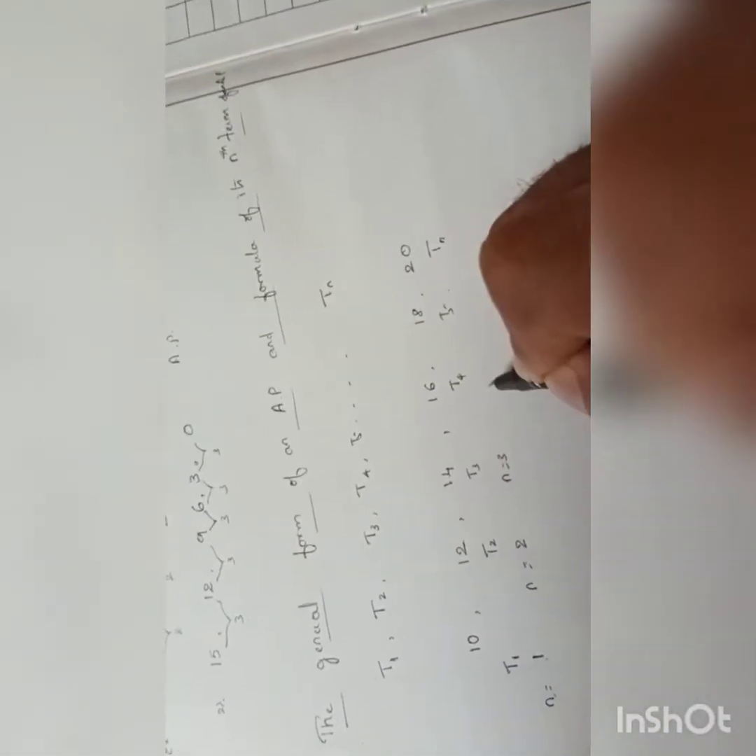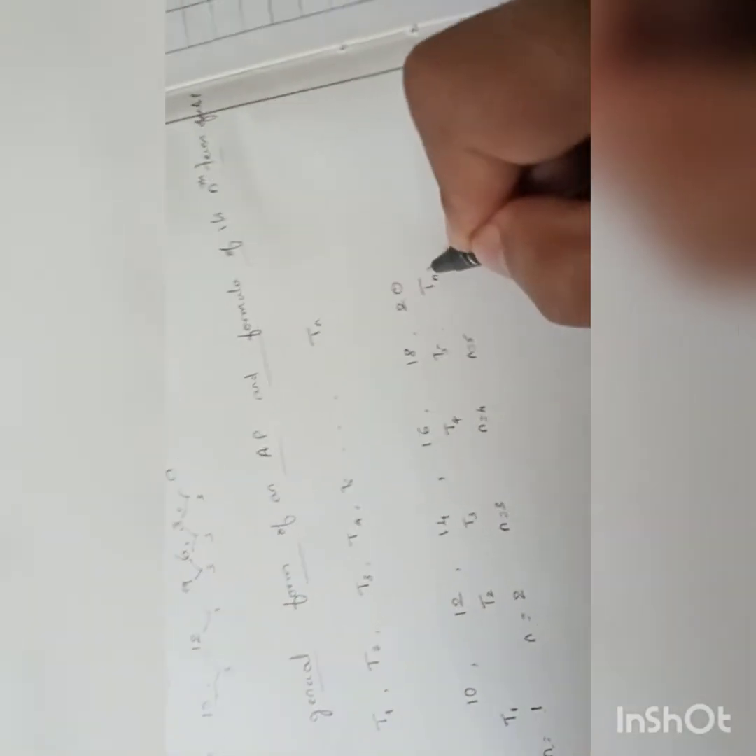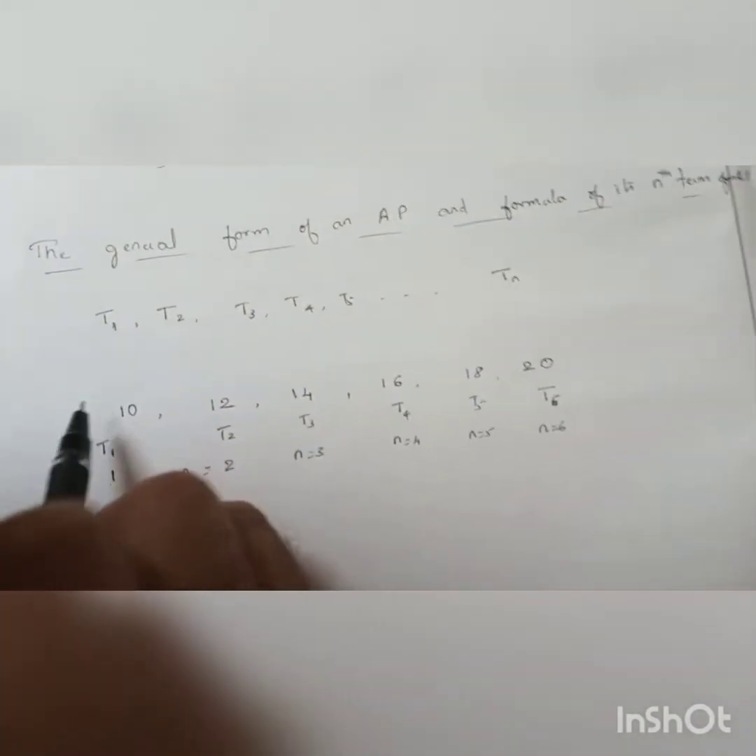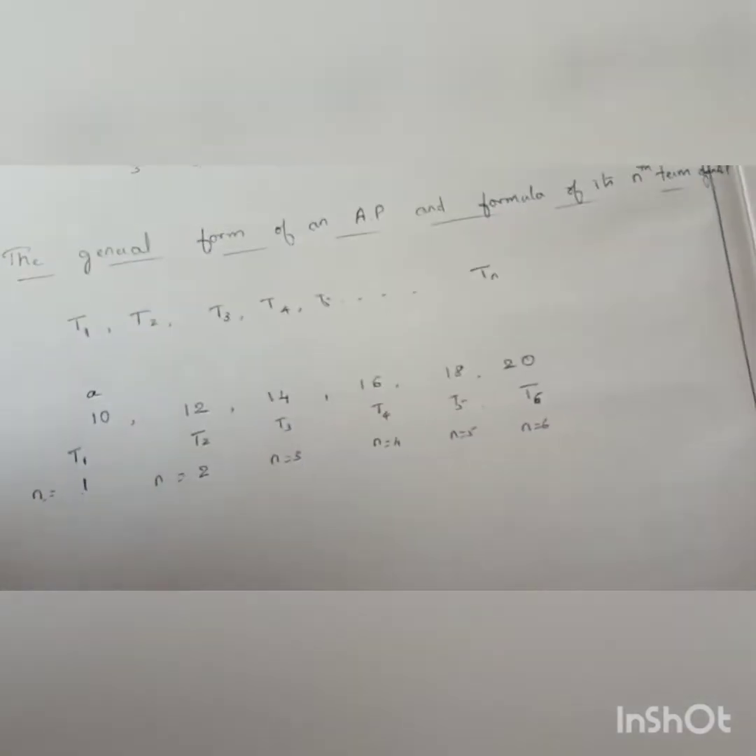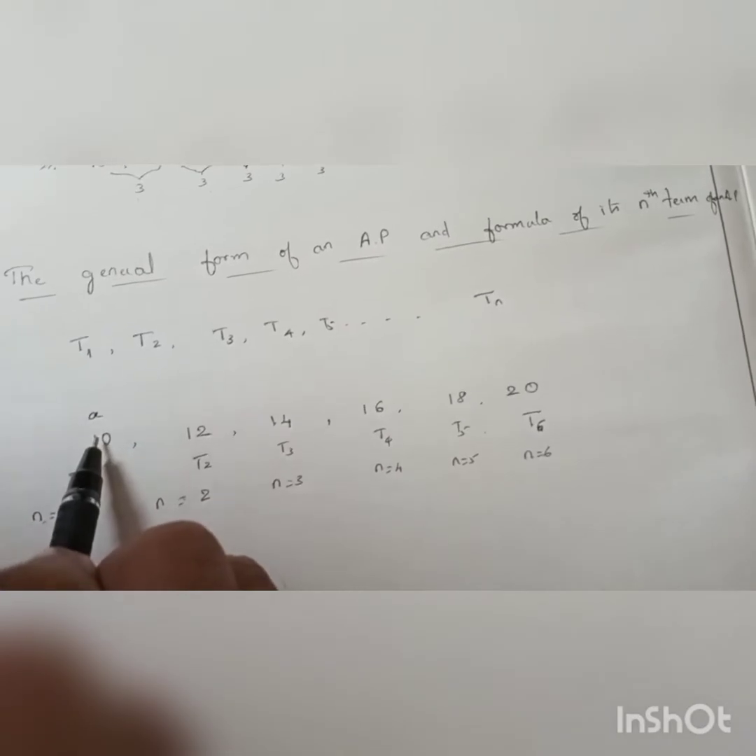Here what will be the value of n? Since it is the second term, n is equal to 2 here. Here n is equal to 3. Here n is equal to 4. Here n is equal to 5. And if we consider it as T6, n is equal to 6, the last term. So 10 is the first term. In an AP, the first term we call A. A denotes the first term in the sequence of an AP.